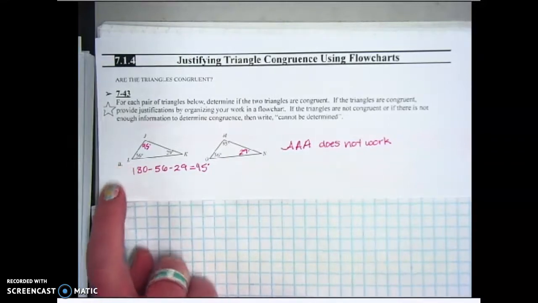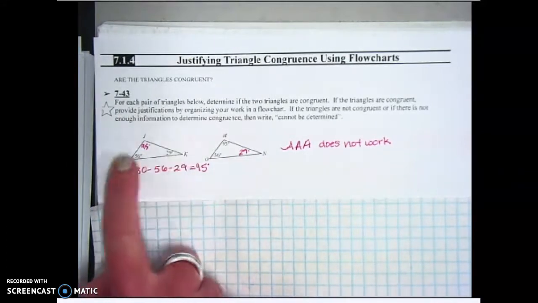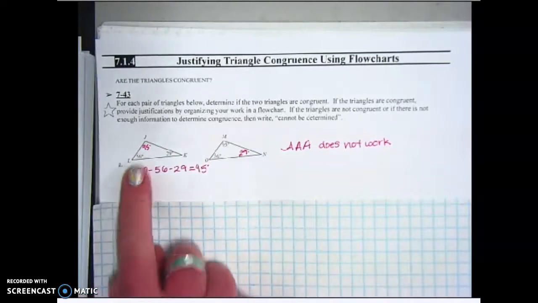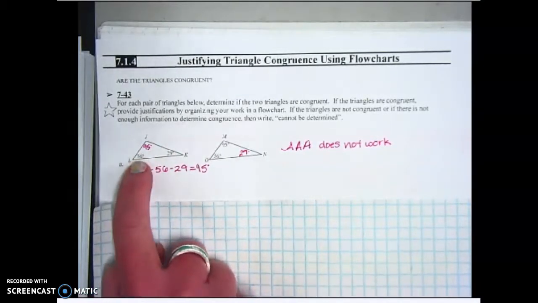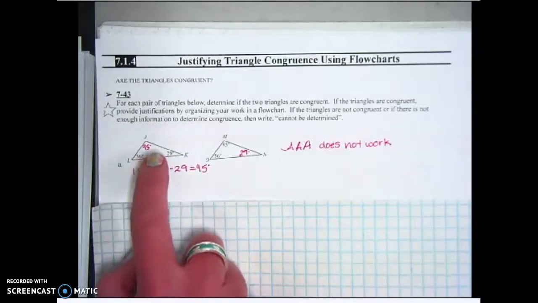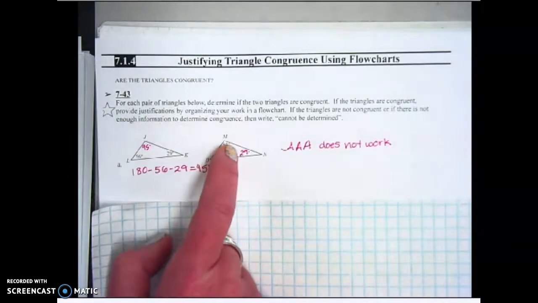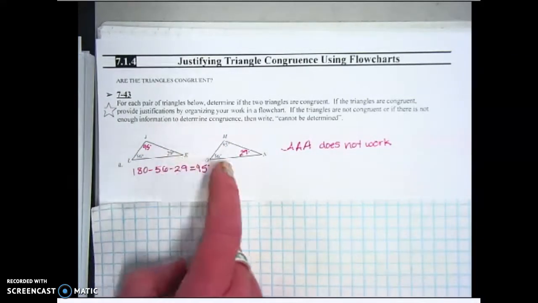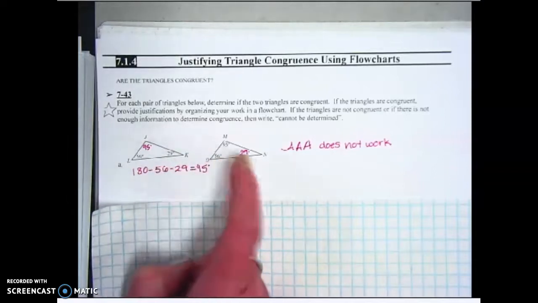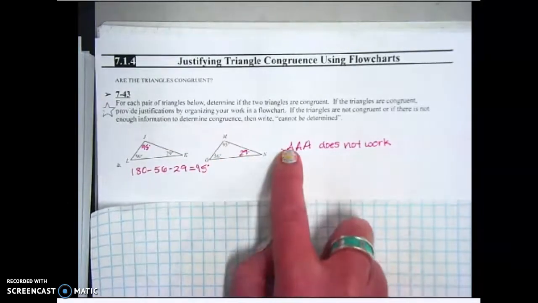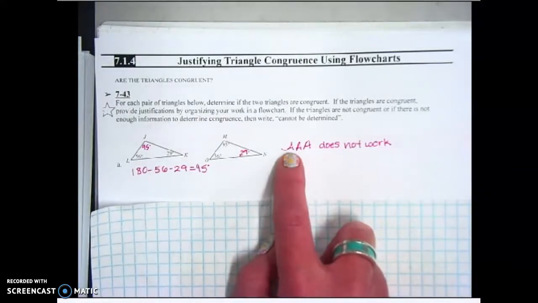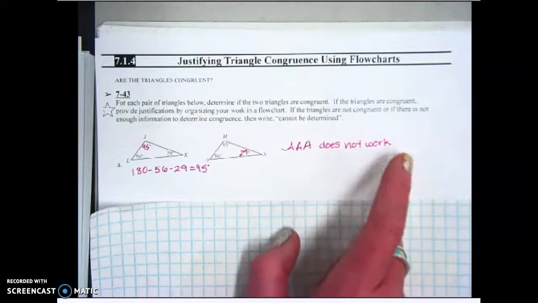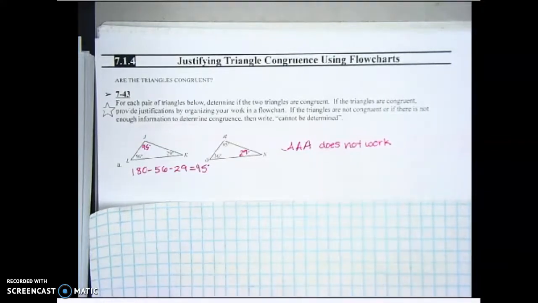We've got triangle JKL, and I determined the measure of the third angle by starting with 180 degrees, subtracting the two angles that I know, and determined that it's 95, which matches up with this 95. The 56 matches up with this 56. That means the 29's got to match up with the 29. And so I've got angle, angle, angle, but angle, angle, angle does not work. Okay? Cannot be determined. They possibly could be congruent, but we need more information.